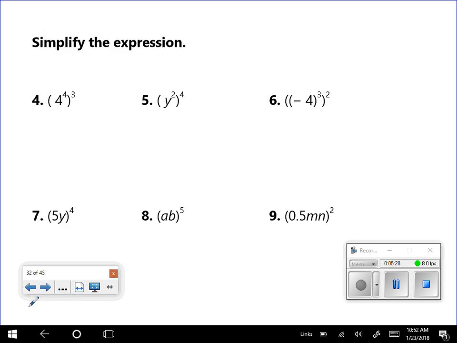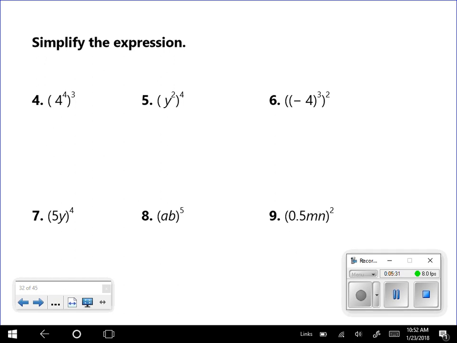Okay, a couple more here. I'm going to have you try a few on your own. We have 4 to the 4th raised to the 3rd, so this is a power of a power, so we would have 4 to the 12th, and then if you would like to, you could simplify that. It gets a little bit tougher when they're bigger. Okay, y to the 2nd raised to the 4th would be y to the 8th. We're multiplying those exponents. Negative 4 to the 3rd raised to the 2nd would be negative 4 to the 6th. Does make a difference that those parentheses are there.